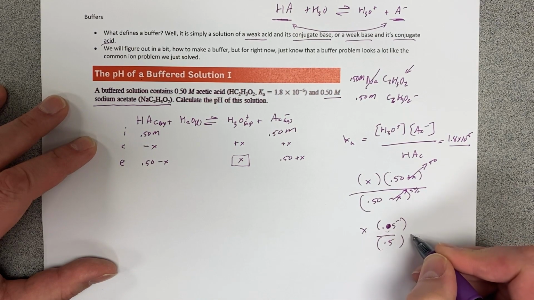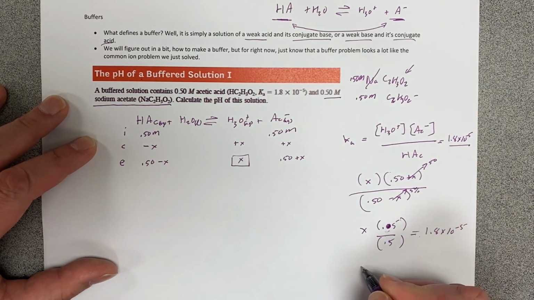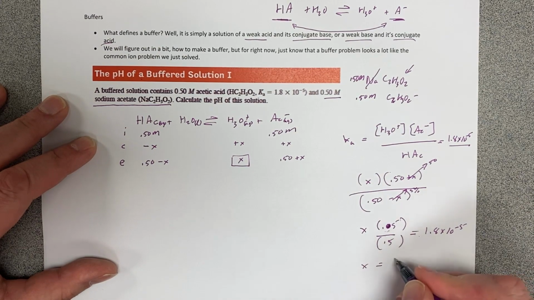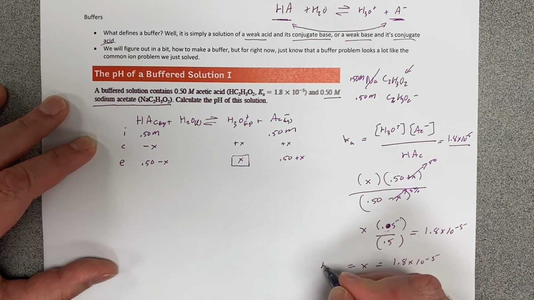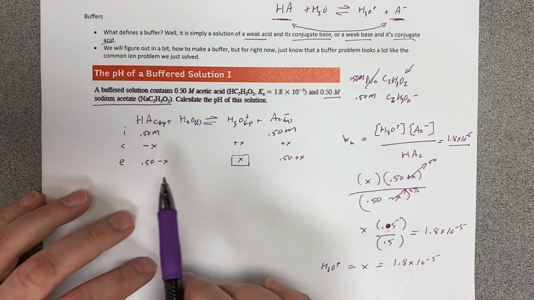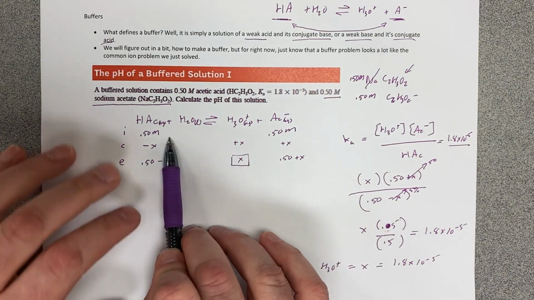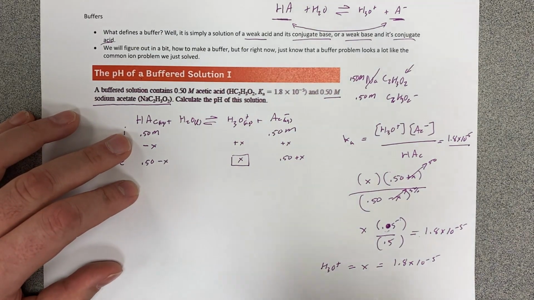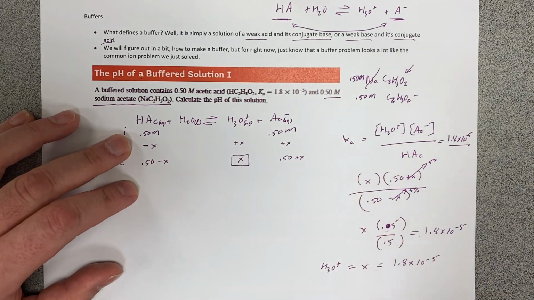And again, do you guys see that since that's equal to 1.8 times 10 to the negative 5, that's going to be our x value, and our x value is now equal to our H3O plus value? Now, again, we've given you the really basic problems here, no pun intended, because we're giving you 0.5 and 0.5 as our original amounts. That's not always going to be the case, although to be fair, having the exact amount of acid and its conjugate base makes the best buffer.